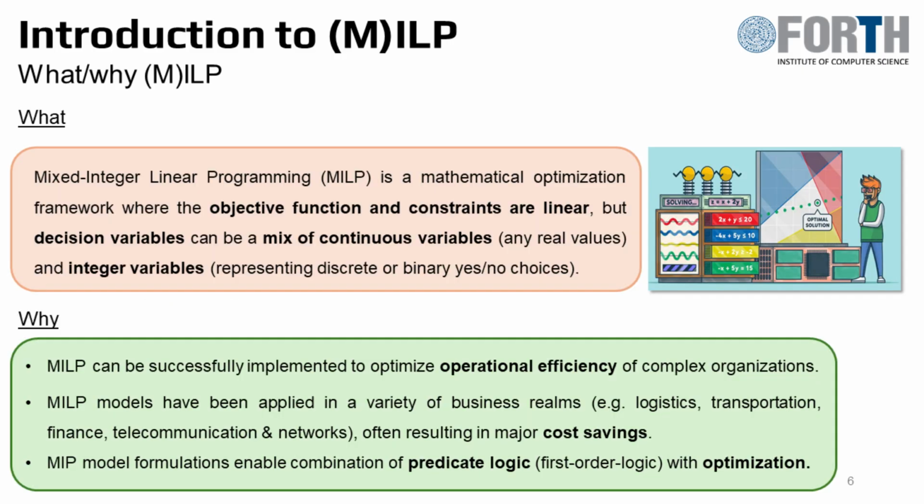Mixed integer linear programming, or MILP, is an optimization framework in which both the objective function and the constraints are linear, while the decision variables may include both continuous and integer variables, including the important special case of binary variables. The strength of MILP lies in its modeling flexibility.